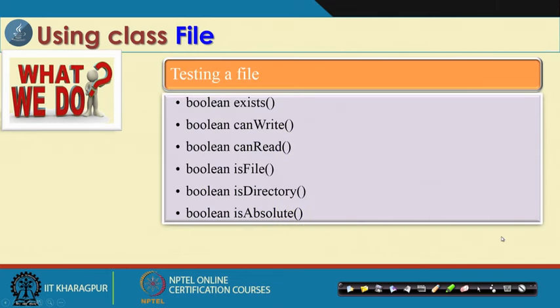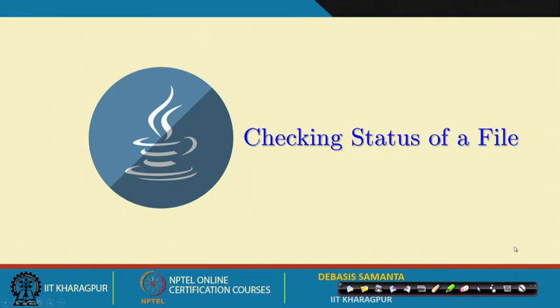And there are many other things also. You can test a file. There are some methods like whether the file exists or not, you can do this using the exists method. Can write, that means whether the file is writable. Can read, whether read permission is there, whether it is a file, is a directory, or is absolute, that means it is a standard file or not. So, those are the things that you can do using this file object.